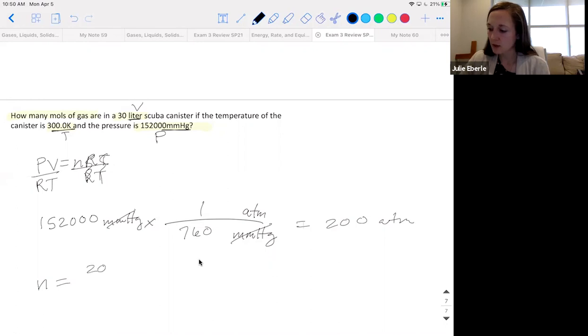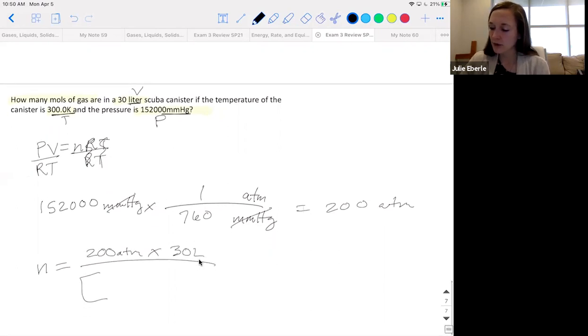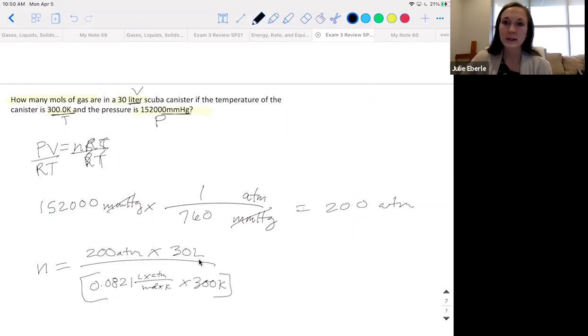So P is 200. V is 30 liters. When you have multiple things on the bottom, put it in parentheses: 0.0821. And then your temperature is 300. Please, if you have a free response question on these, you've got to show all your units. That's going to be a really big deal to me for points.